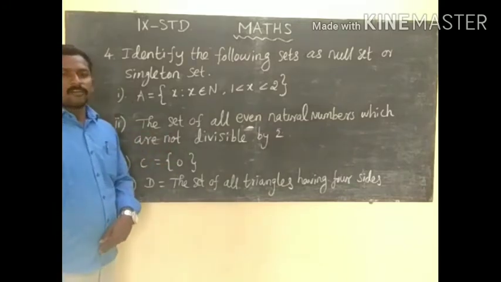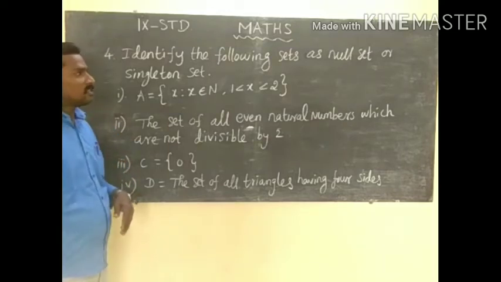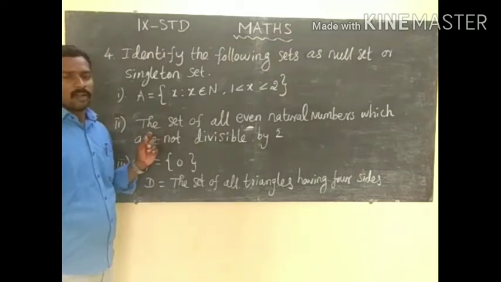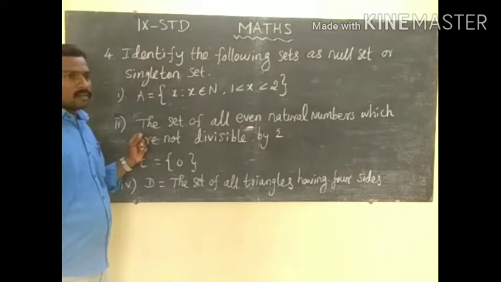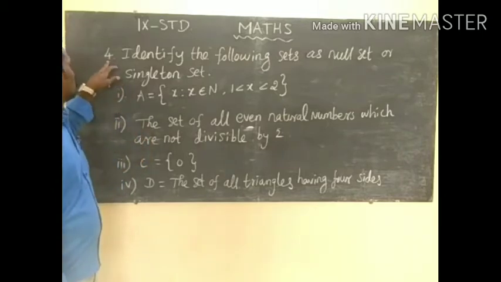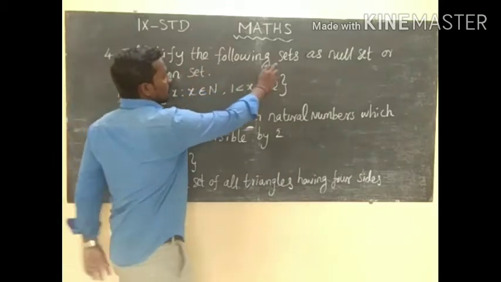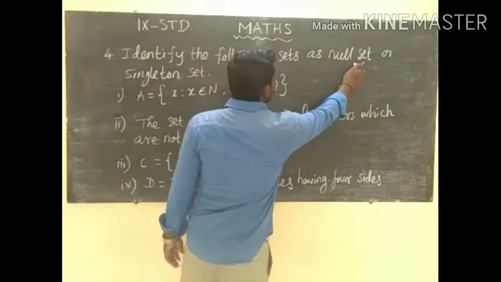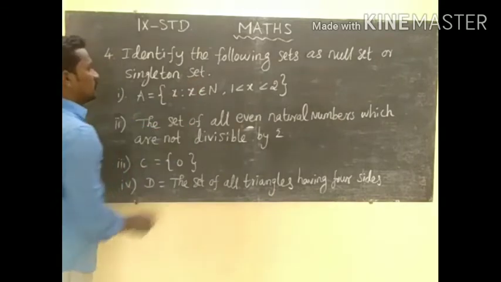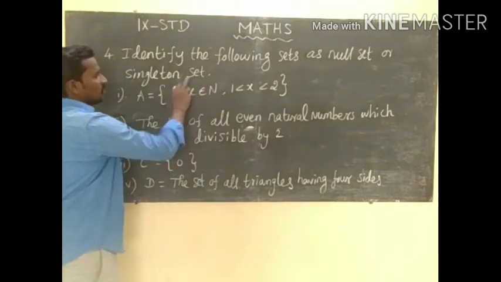Last class we discussed the first three sums from exercise 1.2. Now we are going to see the fourth sum. Identify the following sets as null sets or singleton sets.